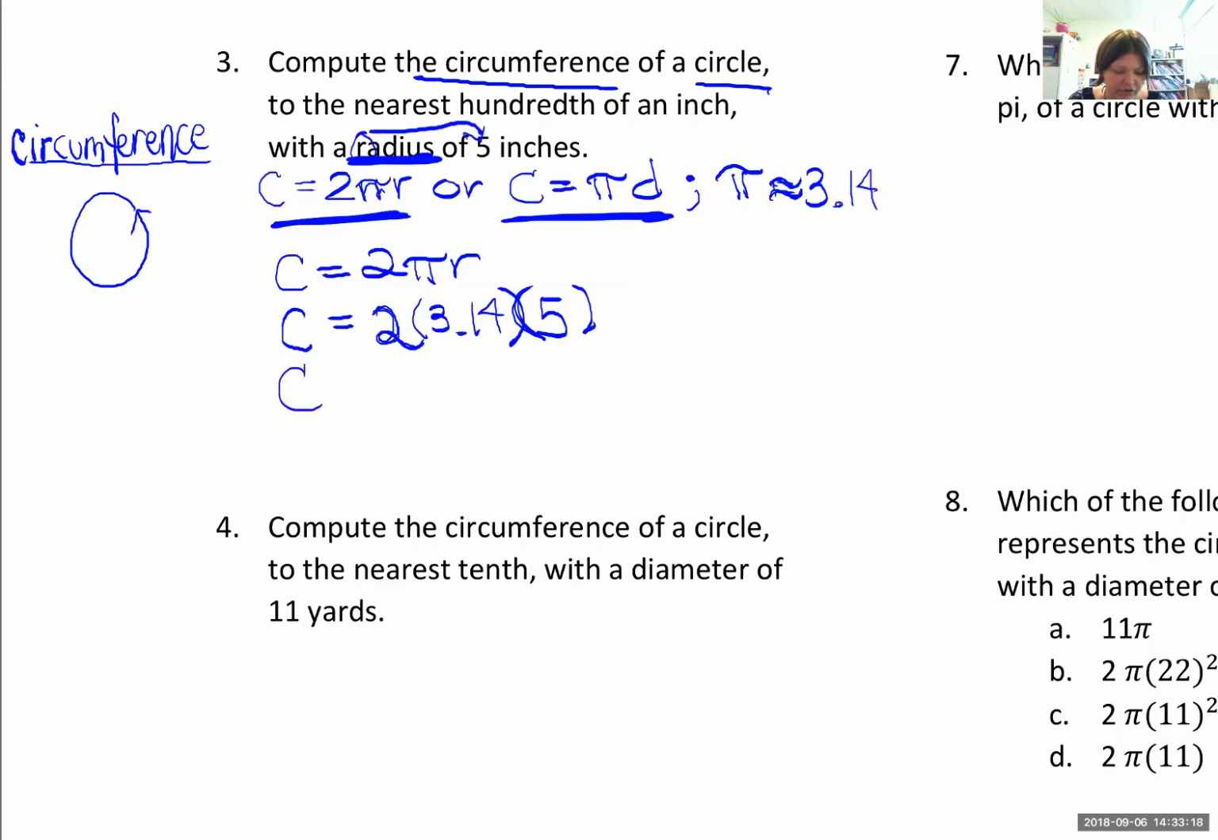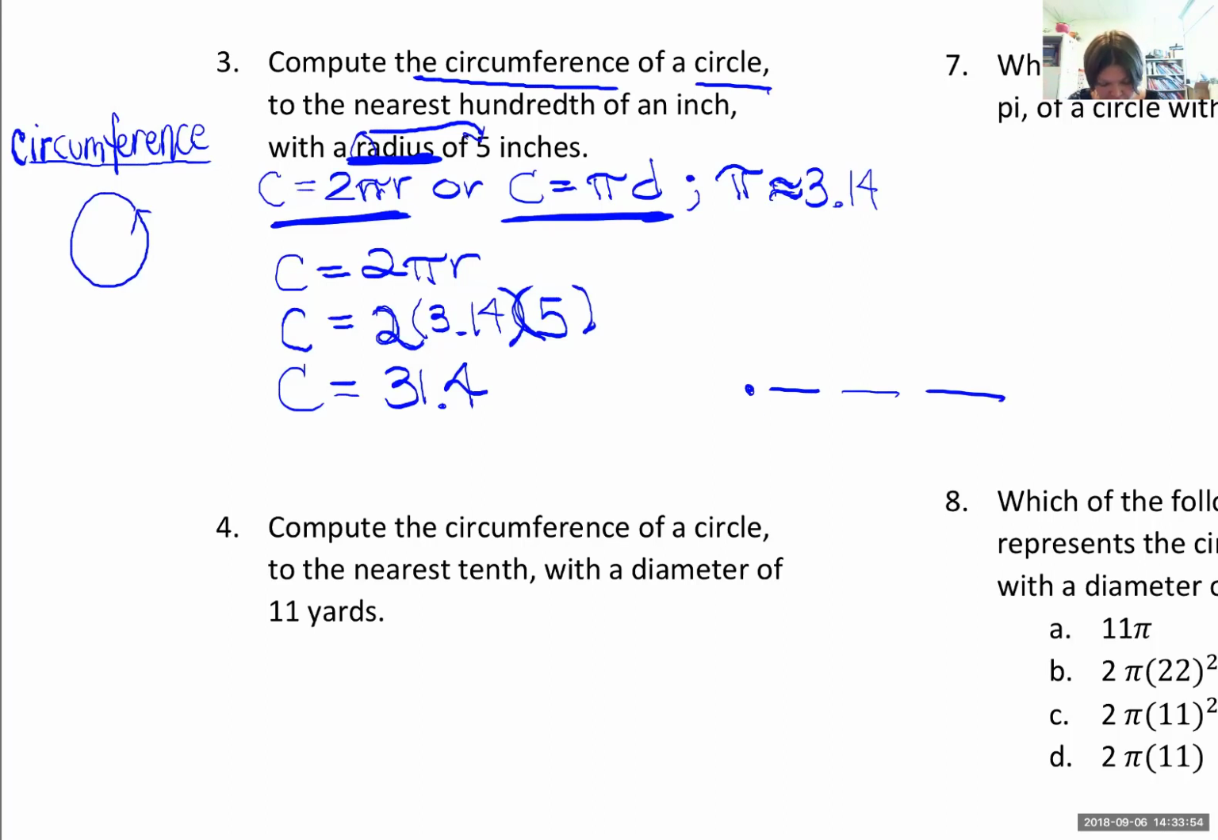Your calculator will do all the work. I believe we're going to get 31.4 out of this one. Take a look at my rounding directions. They say they want my answer rounded to the nearest hundredth of an inch. How many decimal places is that? Just 2. So we have tenths and then hundredths. The third one would be the thousandths.